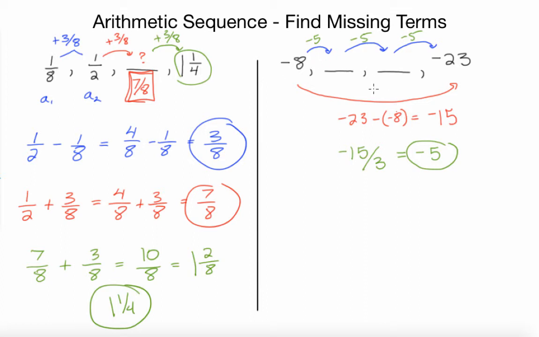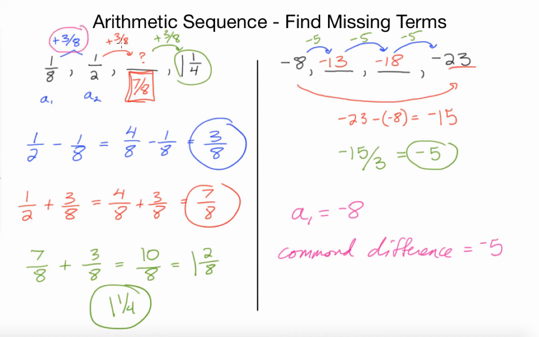So -8 minus 5 should be -13. -13 minus 5 would be -18. And -18 minus 5 would be -23. So it checks out. I'm feeling good. Just for filling out some details here on this sequence, the first term would be -8, and we found the common difference was -5. Over here, the first term was 1/8, and we found the common difference was +3/8.